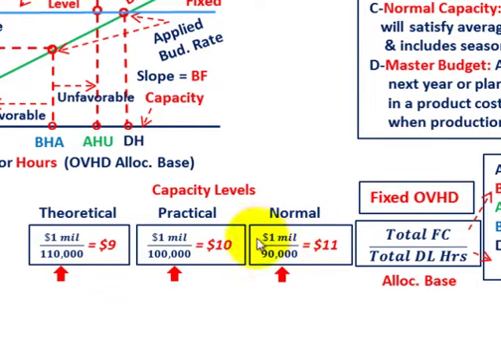And then normal, we're saying, well, really 90,000 hours, divided again by the same fixed cost. So that increases our overhead rate again here. Now, I didn't put in the master budgeted amount. The master budgeted amount could probably fall within any of these ranges, either above or below or within that range here. But I'm just using these 3 amounts here.